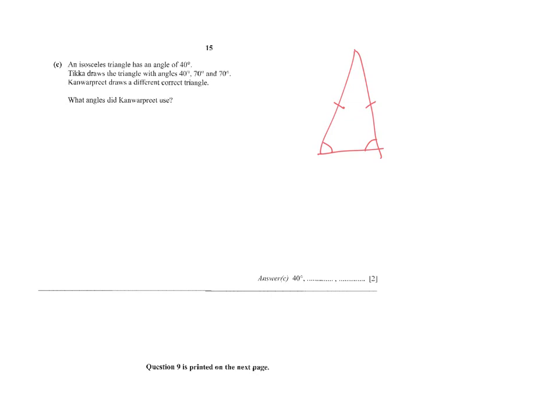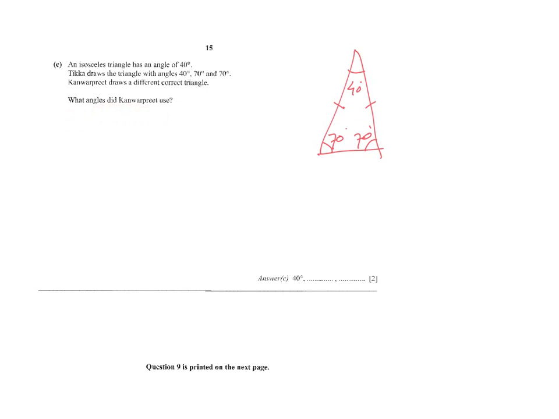Has a triangle of 40 degrees. Theta draws a triangle with angles 40, 70, 70. And Conworkpriet, okay, so 40, 70, 70. So Theta, so 70, 70, so then that one must be 70, and that one must be 70, and then the top angle 40 degrees. Conworkpriet, that's a difficult name for me, draws a different correct triangle. What angles did he use?